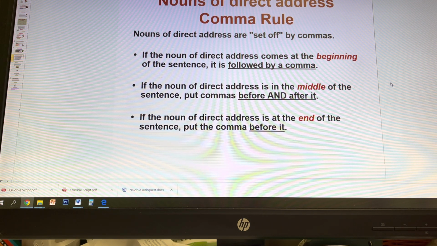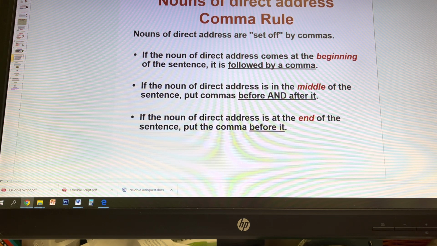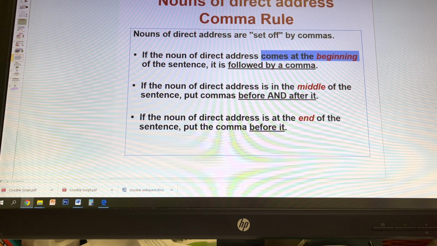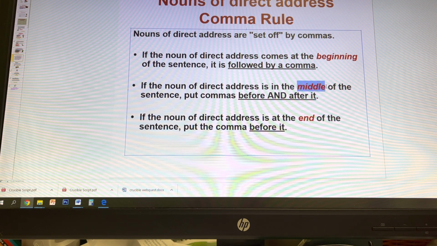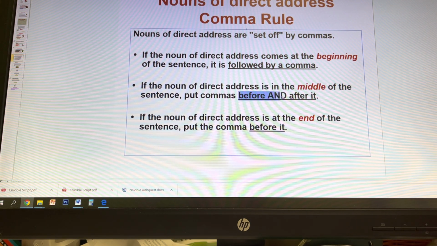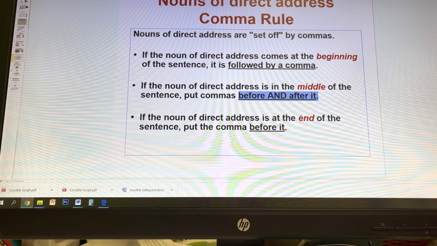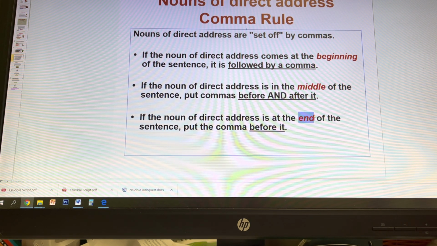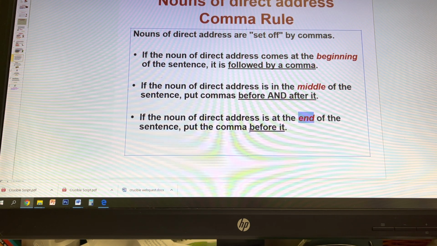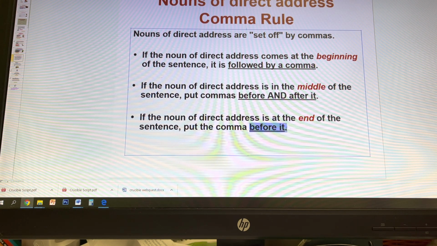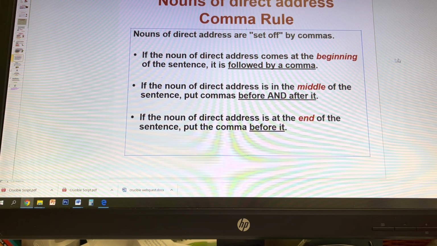So here are the actual rules. If the noun of address comes at the beginning of a sentence, it is followed by the comma. If it's in the middle, the commas are before and after the noun of address. And if the noun of address is at the end, you put the comma in front of it because you have to have an ending punctuation.